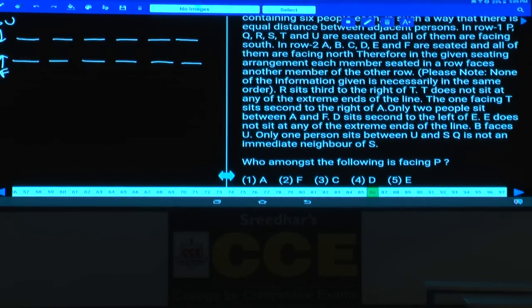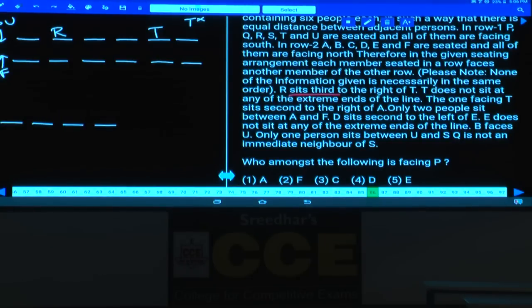In the given arrangement, each member seated in a row faces another member, and R sits third to the right of T. Tell me what are the positions of this one. T does not sit at any extreme end of the line. So T cannot be at this place, but T can be here. If T is here, 1, 2, 3, R will be here. That is one possibility. Then what is the second possibility?